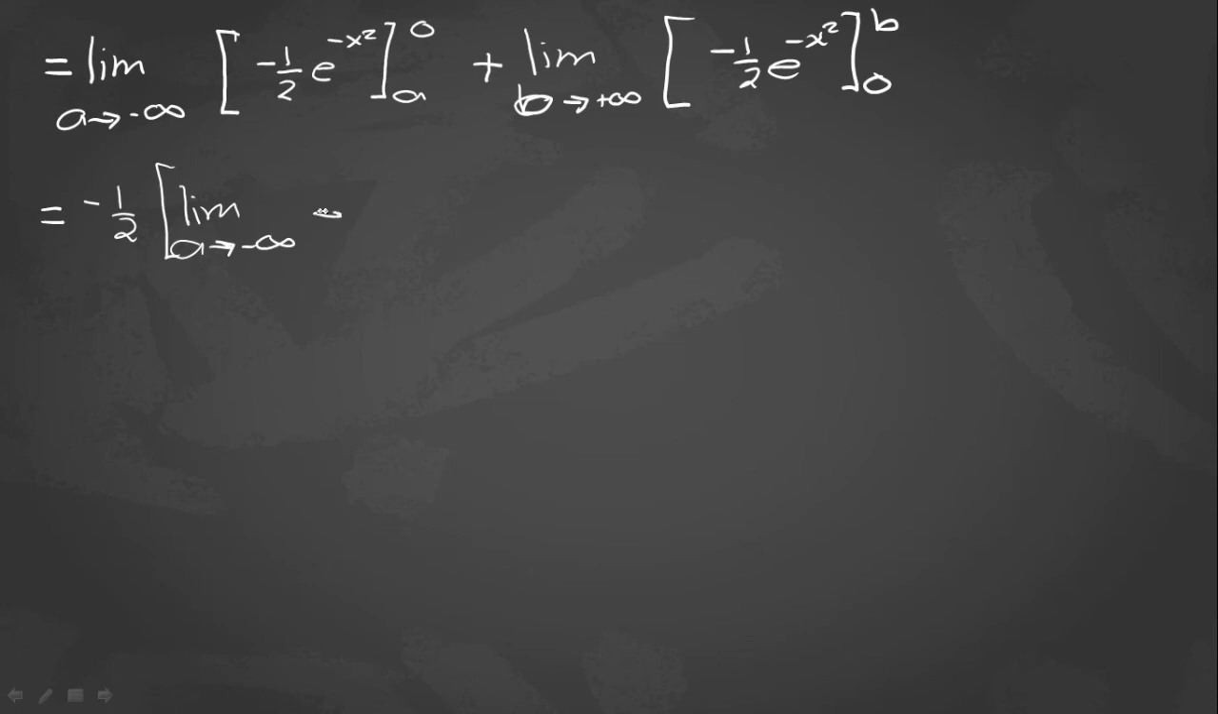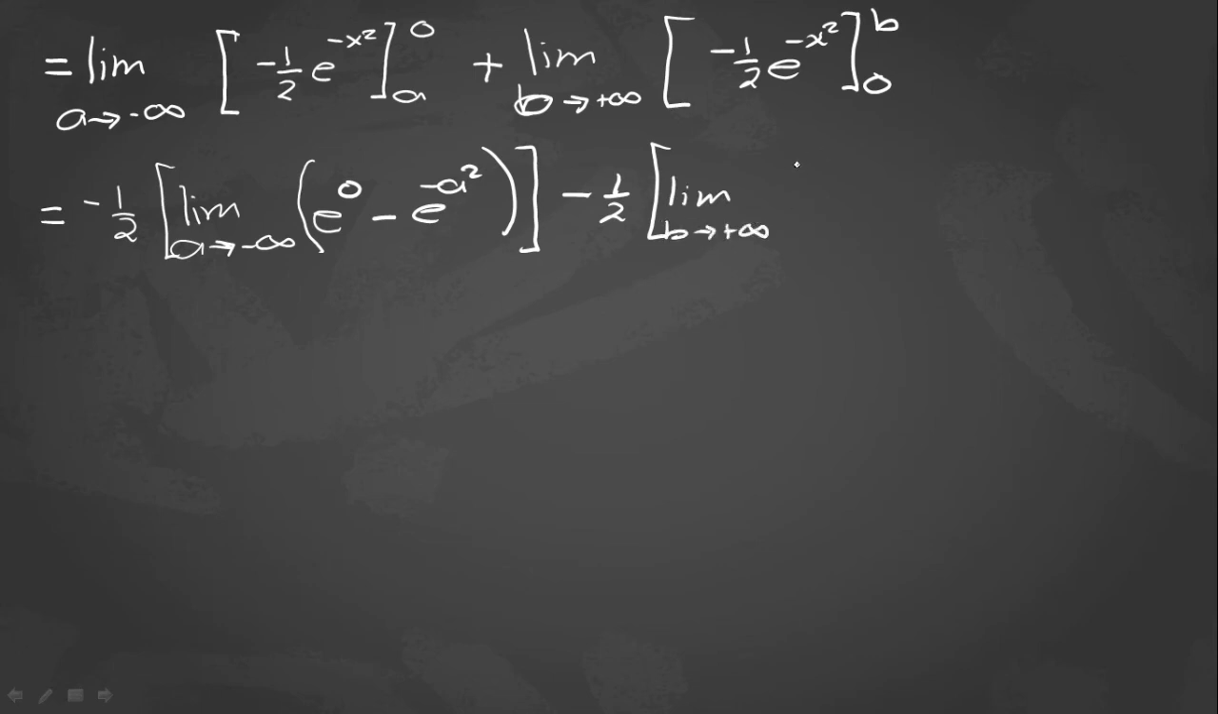Substituting, we have e raised to negative x squared, which is u, minus e raised to negative a squared. Since our constant here is negative 1/2, we take it outside. We have negative 1/2 times the limit as b approaches positive infinity of e raised to negative b squared minus e raised to 0.